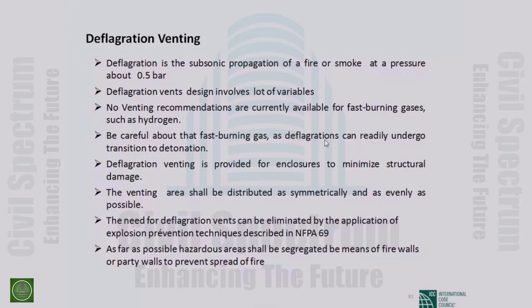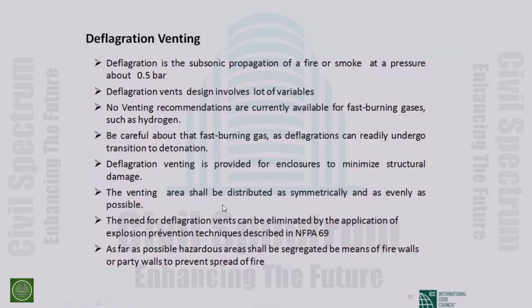That's why, to minimize the explosion, there will be some venting which will collapse first and release the pressure. The venting area shall be distributed as symmetrically and as evenly as possible. This is a part of the design distribution. The need for deflagration vents can be eliminated by the application of the explosion prevention technique described in NFPA 69.